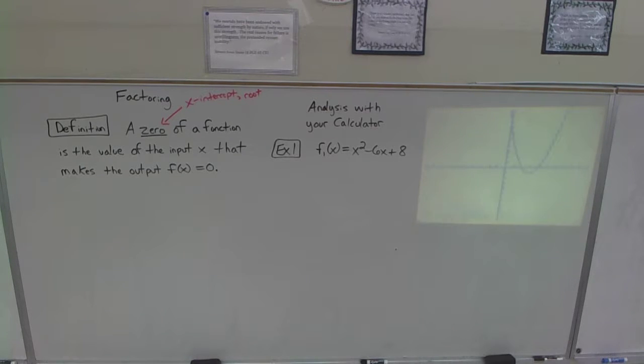I bet some of you already guessed this because you know how to factor stuff. Left, right, 4. So the zeros on this guy are 2 and 4. You can find the vertex. You can find everything we did in the last couple lessons using your calculator.